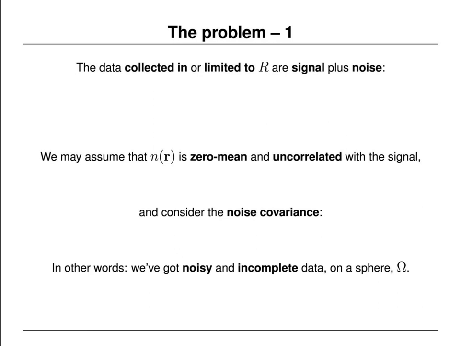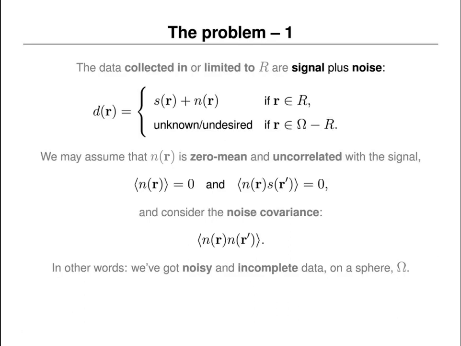And I'm going to model the noise by trying to get an idea of its covariance structure. So, like hopefully all of you, you've got data and they're noisy and they're incomplete, and ours are on the sphere, and we're trying to do a proper inverse problem for finding the signal. So in symbols, our data on the sphere is a signal on the sphere plus a noise on the sphere if it's inside of the region of interest, or it's either unknown or we don't want it if it's outside.